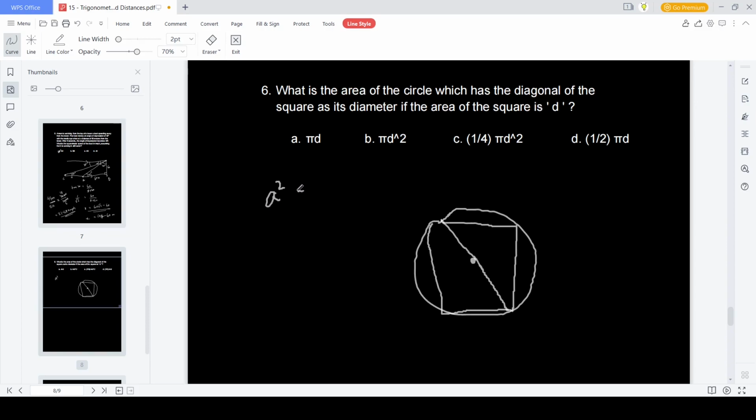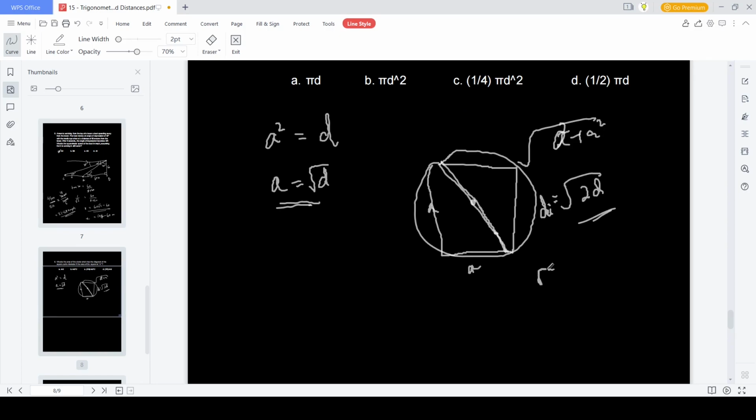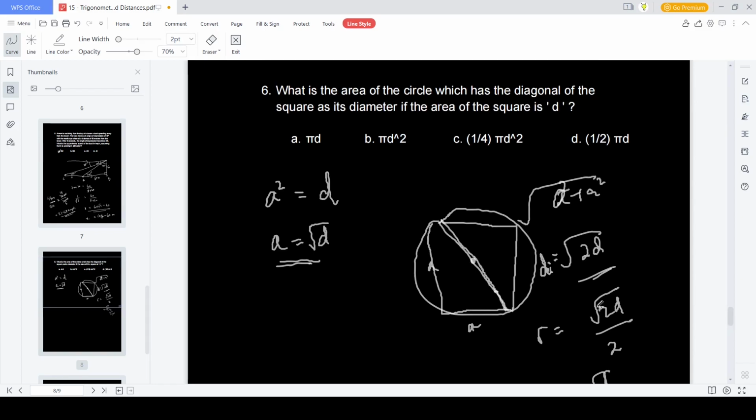So the area of a square is equal to d, so the side length is what? Root of d. Now the diagonal of a square can be written as root of a square plus a square, because this is a. Hence the diagonal is root of a square plus a square. A square is d, so this comes as root 2d. So the diameter is equal to root of 2 into d. So the radius is what? Root of 2d by 2, which comes as root d by root 2. That is the radius.